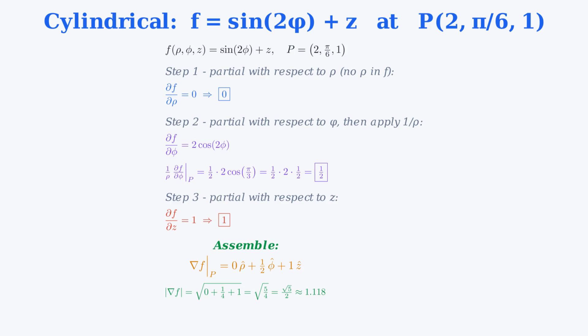Notice this, the 1 over rho is not just decoration. It produced the 1/2 factor that ended up in the answer. Step 3. Partial with respect to z. Treat rho and phi as constants. Sine of 2 phi disappears, and the derivative of z is 1. The z component is 1. Putting it all together, nabla f at p equals 0 rho hat plus 1/2 phi hat plus 1 z hat. The magnitude is the square root of 0 plus 1/4 plus 1, that is square root of 5/4, which is square root of 5 divided by 2, about 1.118.